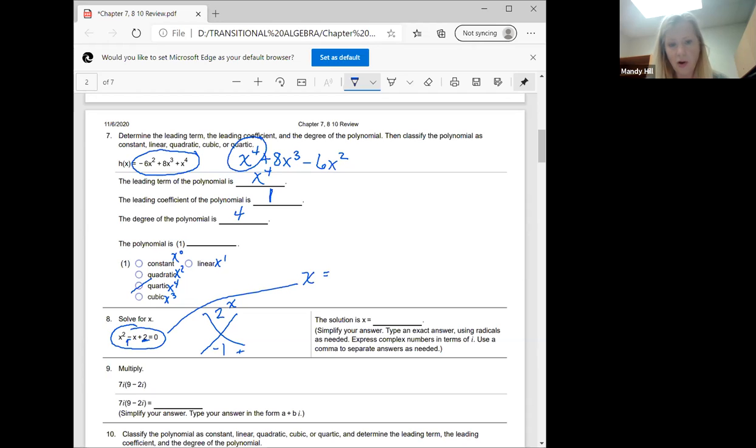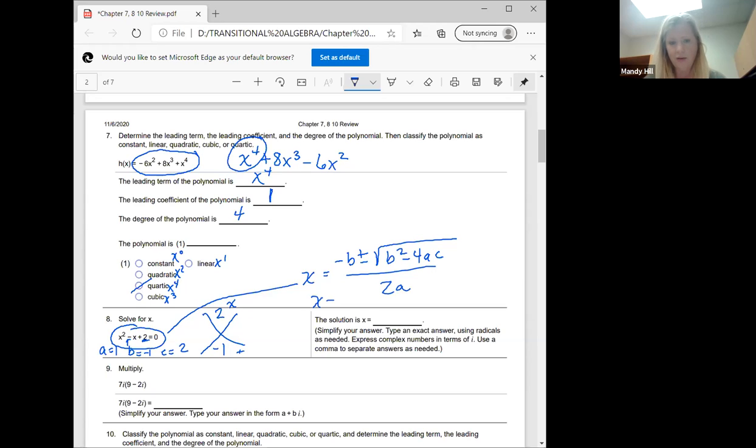So we need to do our -b plus or minus the square root of b squared minus 4ac all over 2a. Now a here is going to be 1, b is going to be -1, and c is 2.